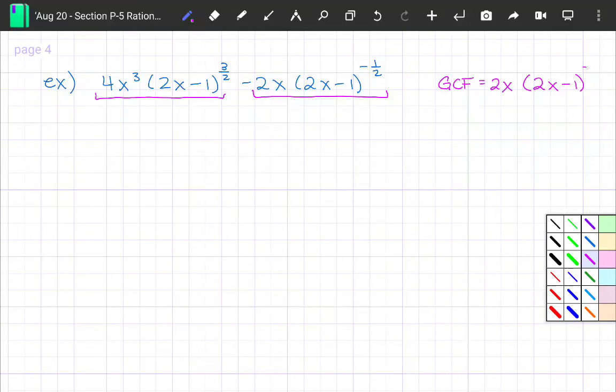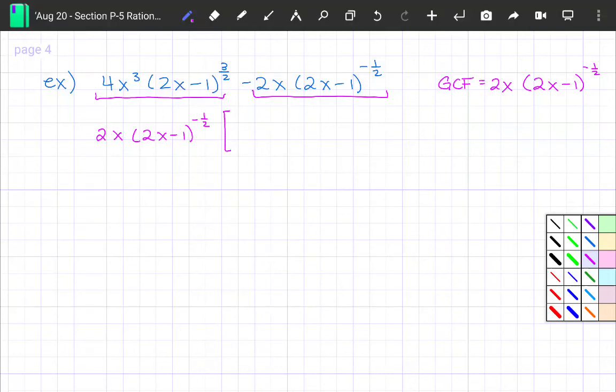And you always factor out with a smaller exponent. Negative 1/2 is a smaller exponent, so that's what I'm going to factor out. So that's my greatest common factor that comes out. Now let's take a look at what we're left with.